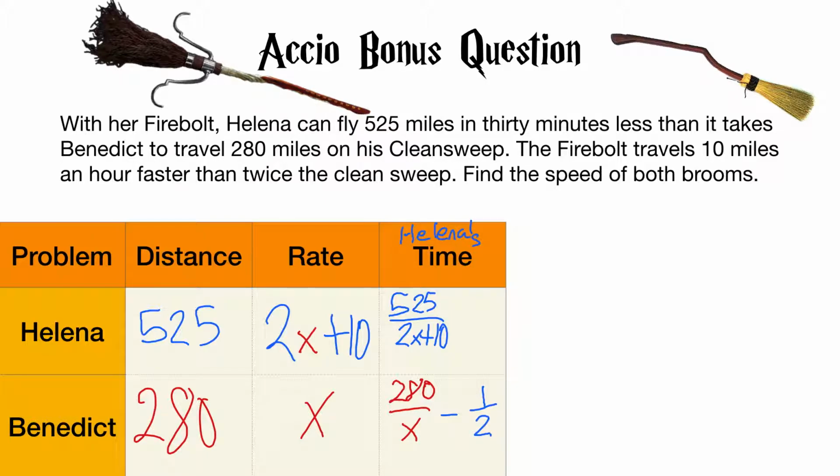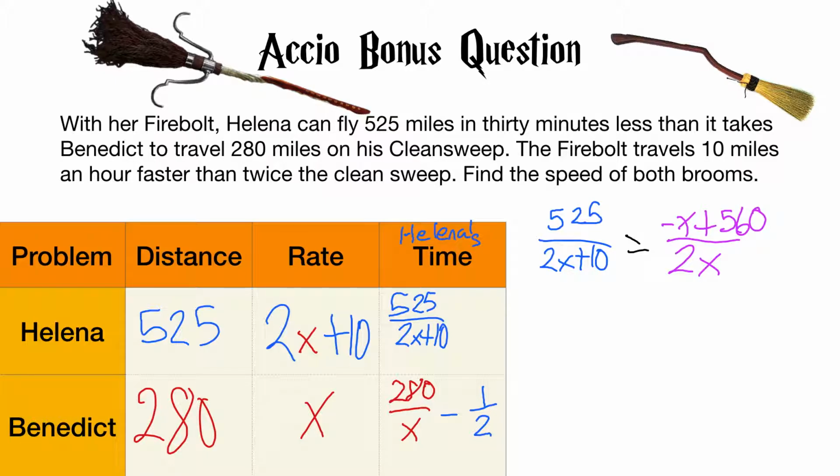So, first thing I have to notice here, I can just write one side. 525 over 2x plus 10. But on the other side, I'm going to have to figure out a common denominator. That's going to be 2x. So I actually already know it's over 2x. But that means it's negative x and then plus 560.